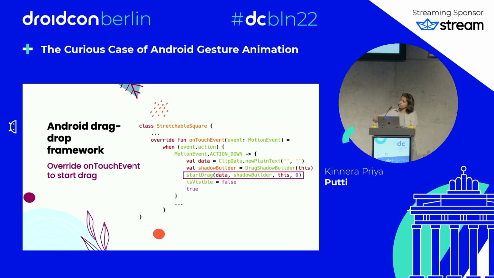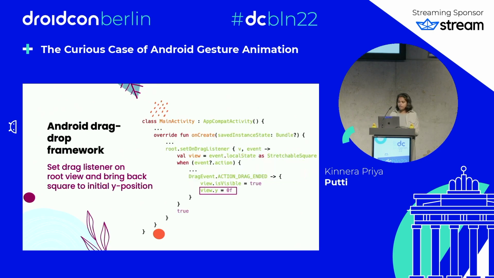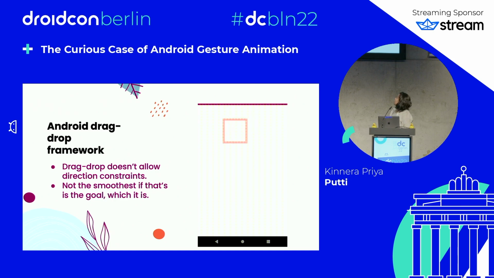All right, so we're overriding onTouchEvent here, and then when you actually click on an object, we're going to start dragging it with the shadow builder. Next, we want the square to actually go back to the top or the bottom. We want it to reset when you stop dragging it. So let's go ahead and reset the y coordinate to 0. Now, this is what it looks like.